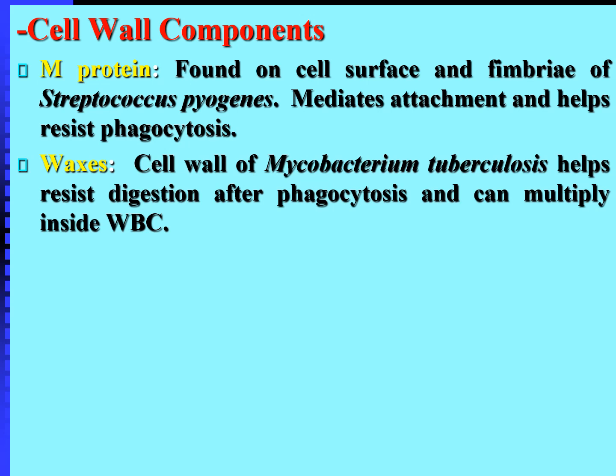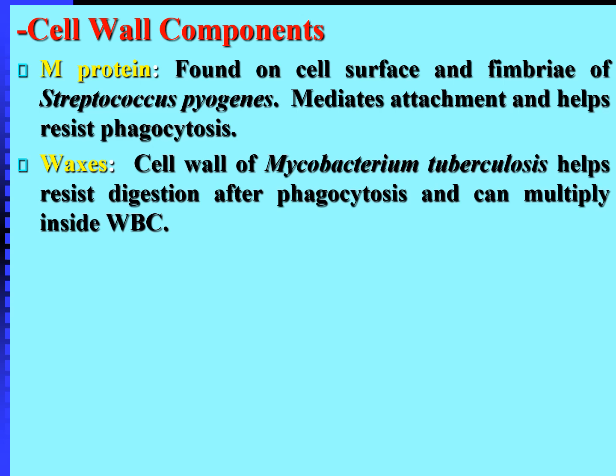As we say, how bacteria penetrate host defense mechanism. أما تكون محاطة بكبسول أو capsulated bacteria أو عندها cell wall components أو تفرز إنزيمات. So cell wall components. أما تكون البكتيريا عندها أما protein or waxes. M protein: protein found on the cell surface and fimbriae of Streptococcus pyogenes mediates attachment and helps resist phagocytosis. M protein is a virulence factor produced by Streptococcus pyogenes, and it is anti-phagocytosis.